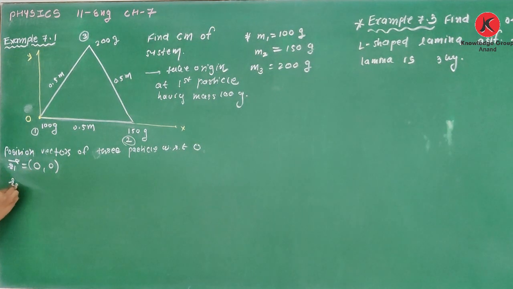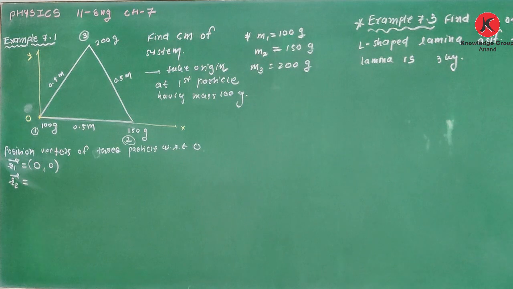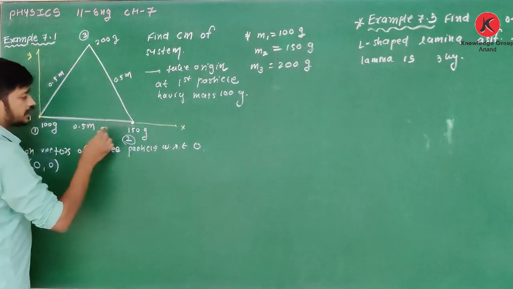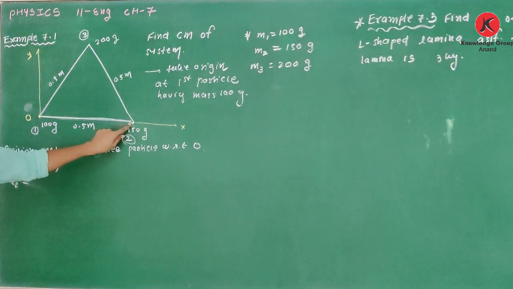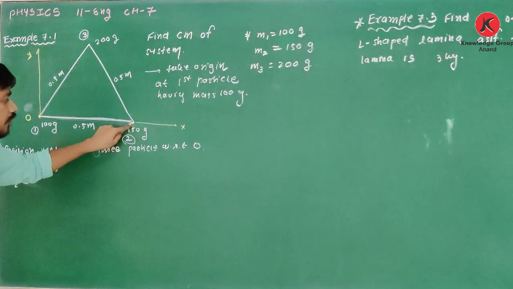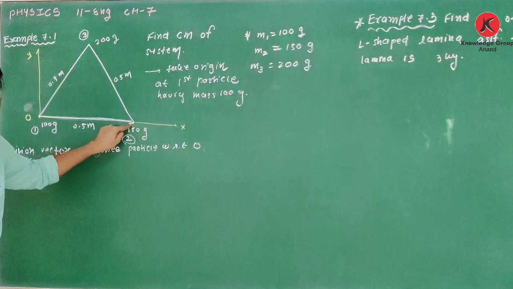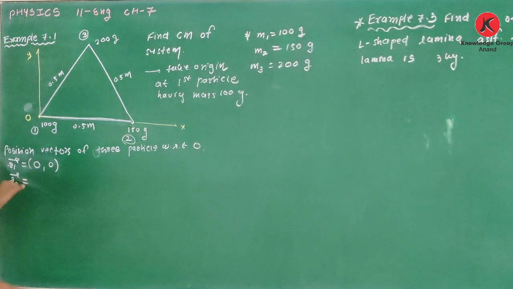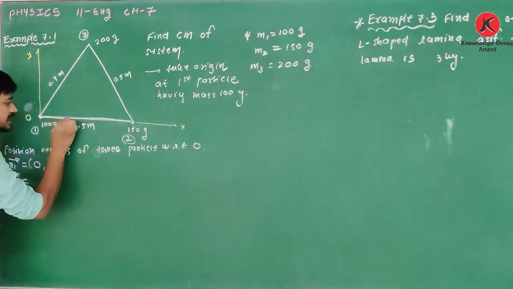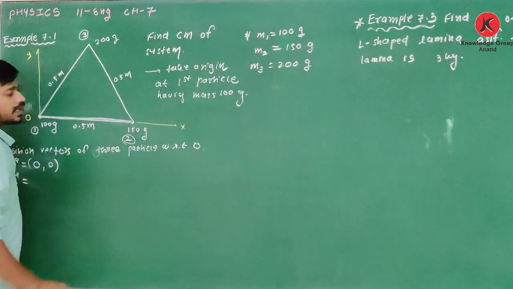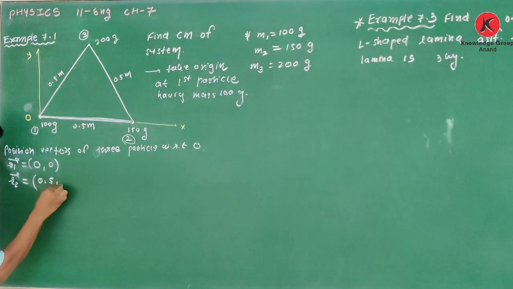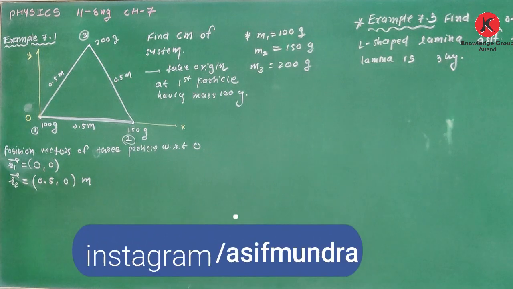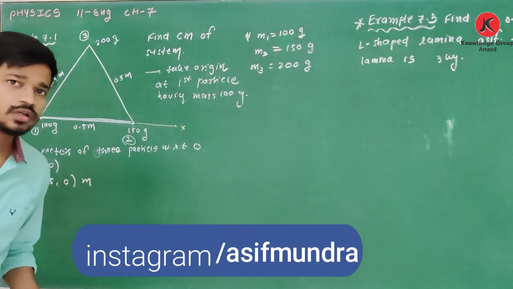What is the position vector of the second particle? R2. R2 is equal to, see, the second particle is here, on the x-axis. So its y component is 0. And from origin it is at 0.5 meter. So what is R2? It is 0.50 meter. Simple? Yes or no?